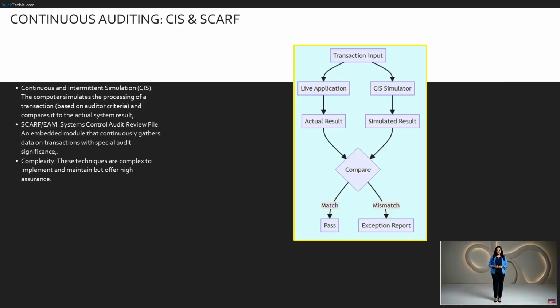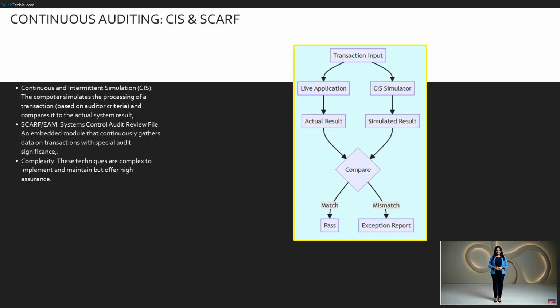Two advanced continuous techniques are CIS and SCARF. CIS stands for Continuous and Intermittent Simulation. Here, the audit system simulates the transaction in parallel with the real system. If the simulator's result differs from the real result, we have a problem. SCARF, or Systems Control Audit Review File, is an embedded module that sits in the system and hoovers up specific high-risk transactions into a special file for the auditor to review later. These are complex, high-maintenance tools, but they provide incredibly high assurance.